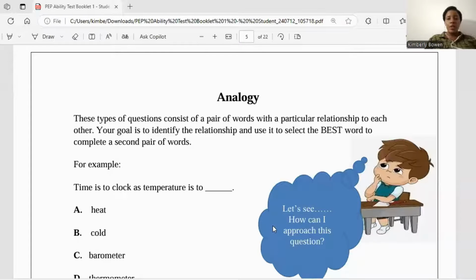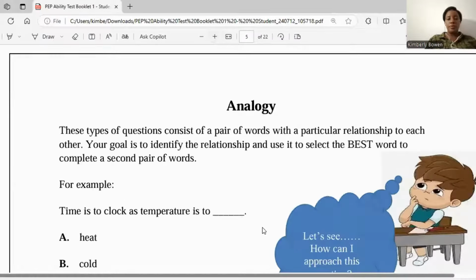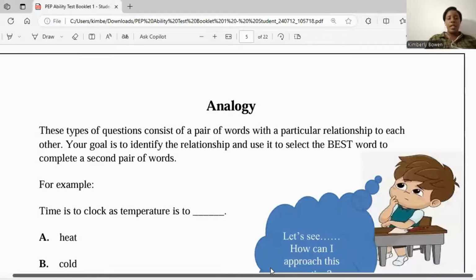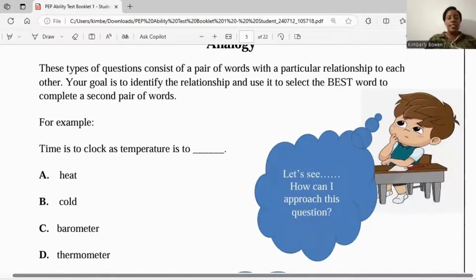So the first set of questions we're looking at is the analogy type questions. These types of questions consist of a pair of words with a particular relationship to each other. Your goal is to identify the relationship and use it to select the best words to complete a second pair of words. For example, time is to clock as temperature is to. Let's see how we can approach this question.